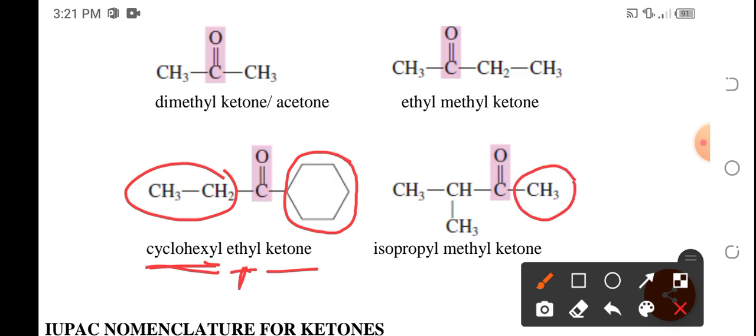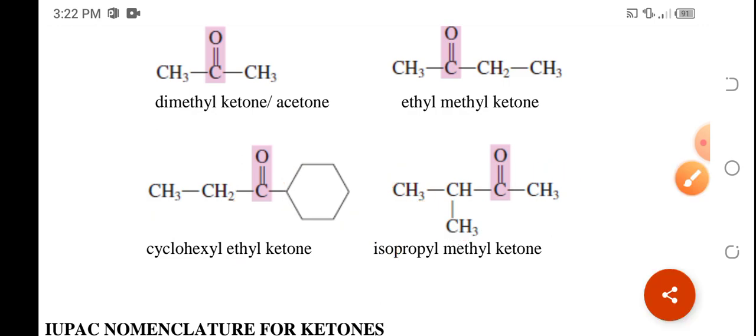This one is methyl, and the other is isopropyl. To arrange them alphabetically, you use iso as the basis, not propyl. Our reference is the iso. So therefore this is isopropyl methyl ketone.